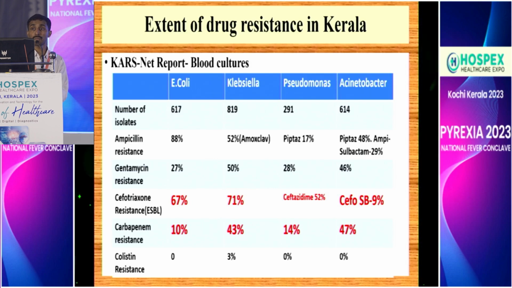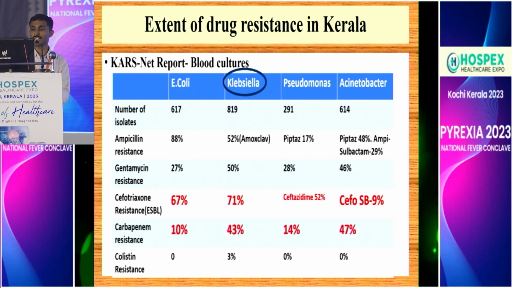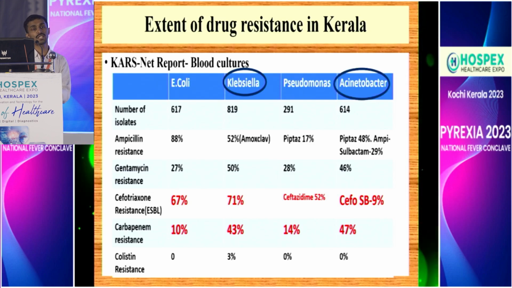And if you go for carbapenems like meropenem, imipenem, E. coli is relatively okay, only 10% resistance was there. But if you see Klebsiella, the resistance rate was 43%. Pseudomonas, it is 14% to carbapenem. And if you see Acinetobacter, the resistance is 47%. So, the resistance rate of the antibiotics that we very commonly use, that is ceftriaxone, carbapenems etc. are very, very high in our state of Kerala. So, this is about Kerala. Klebsiella and Acinetobacter have 50% resistance to carbapenems.